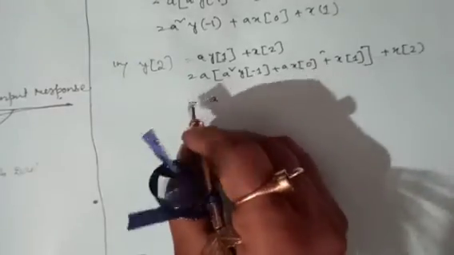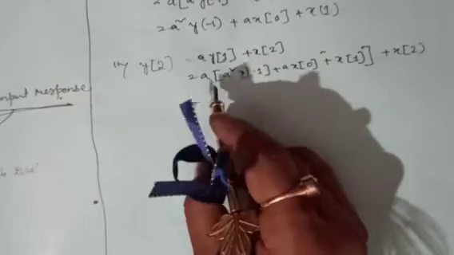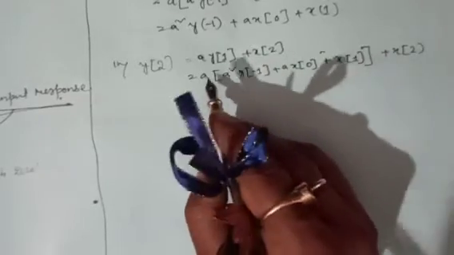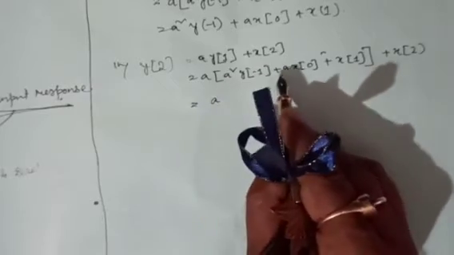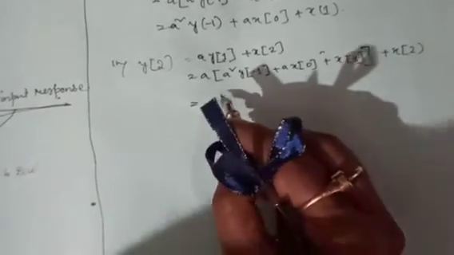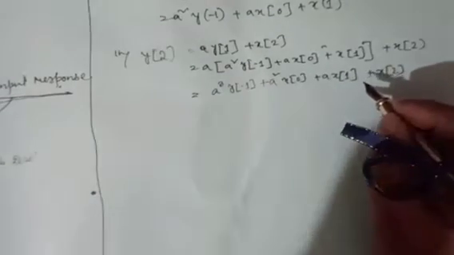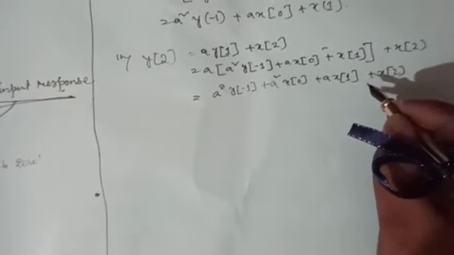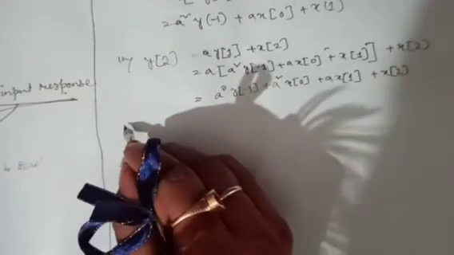Similarly, y of 2 will be a into y of 1 plus x of 2, which is nothing but, again just put the value of y of 1 from here: a square y of minus 1 plus a x of 0 plus x of 1. So it will come out to be a cube y of minus 1 plus a square x of 0 plus a into x of 1 plus x of 2, and so forth.